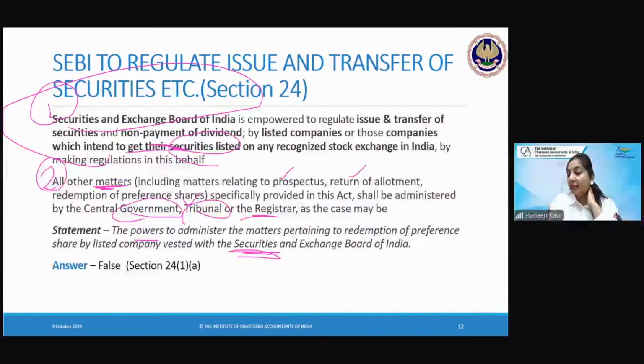So tell me, who will take care? SEBI is not going to administer the redemption of preference shares. Why? Because SEBI is going to regulate the issue and transfer of securities. Other matters related to prospectus, return of allotment, redemption of preference shares, specifically given in this Act, will be administered by whom? They will be taken care of by the Central Government, Tribunal, or Registrar.